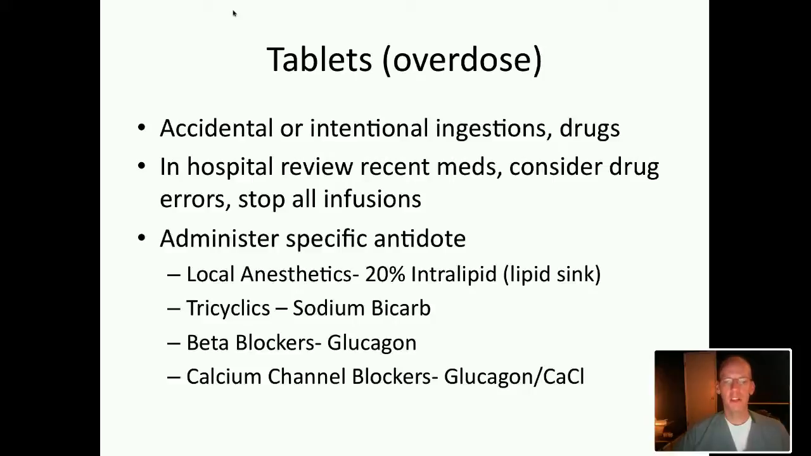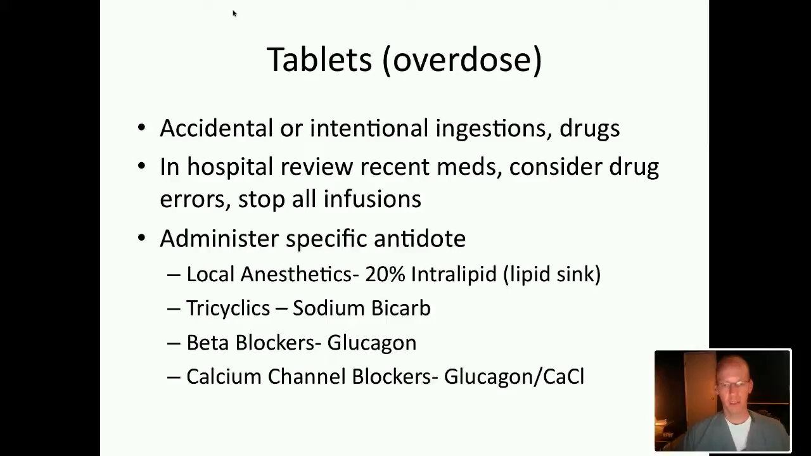You want to administer any antidotes that you have for specific overdoses. Local anesthetics, lidocaine, bupivacaine, ropivacaine, all the local anesthetics can cause cardiac toxicity and can cause a cardiac arrest. The treatment for this is 20% Intralipid. Now, this is some new data that has been shown to very much improve outcome. The Intralipid works as what we call a lipid sink and allows it to bind up that local anesthetic, which helps remove it from the circulation.